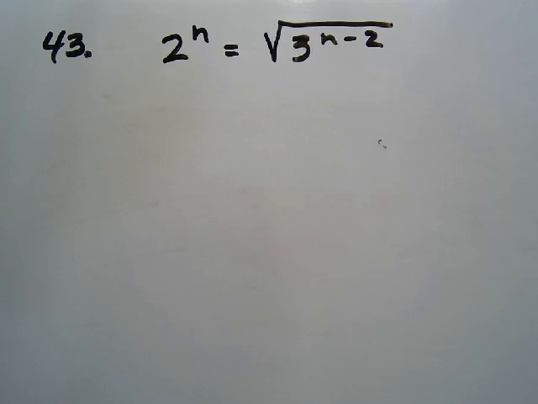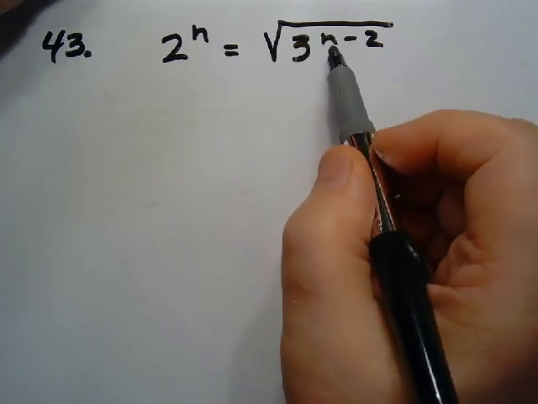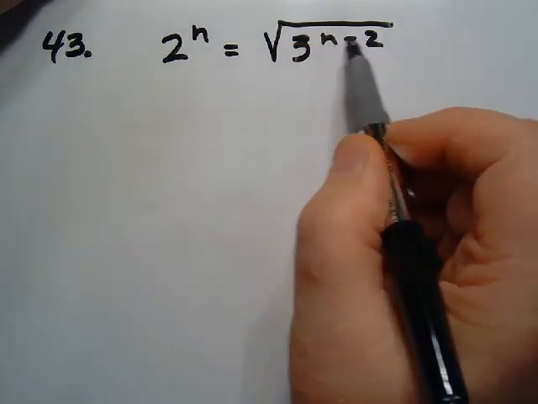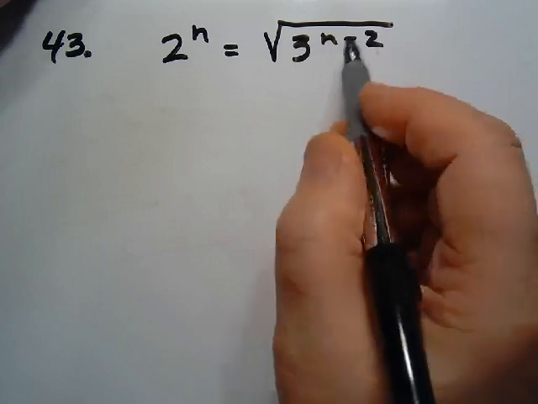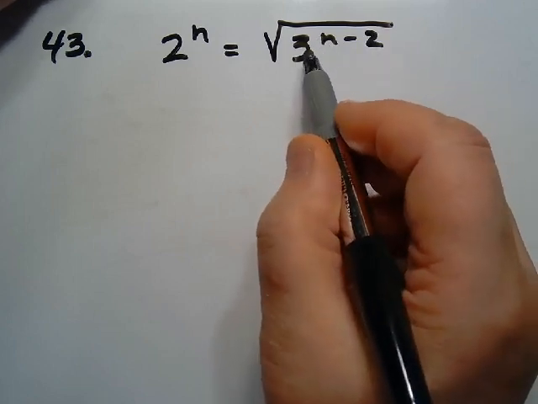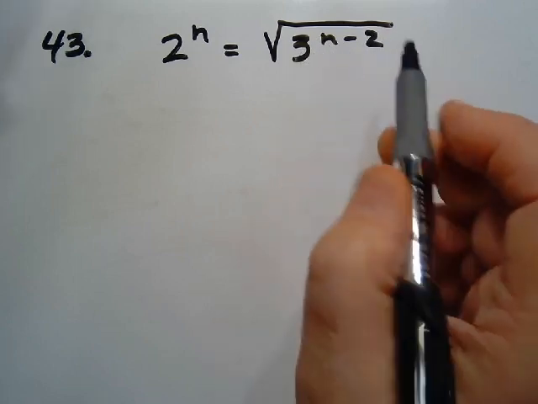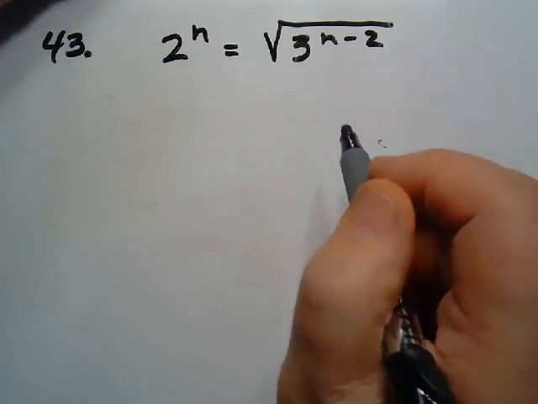All right, let's take a look at this one here. Again, there's a variable on both sides. Be careful as you're writing these problems out that those exponents stay high like this. If they don't and you let it creep down, you might begin to think it's 3n minus 2. But it's 3 to the n minus 2.